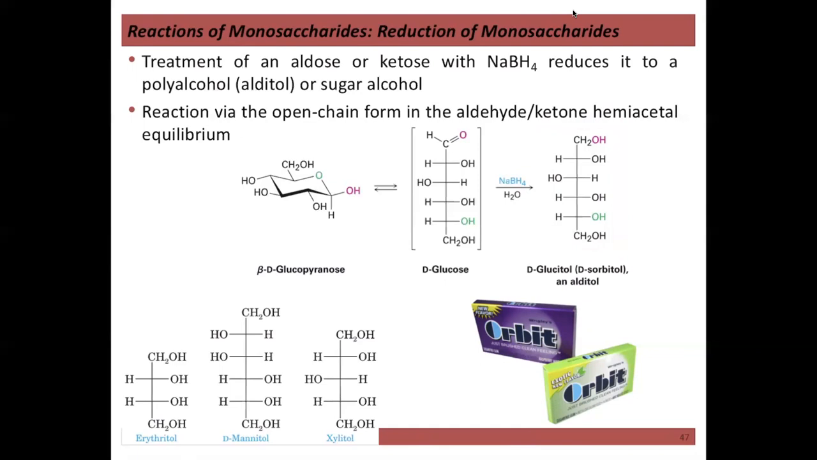Again, this is the reduction. This is done at an industrial scale. And again, they convert nutritive sugars, things that we can actually get energy out of, into non-nutritive sweeteners. And kind of interesting, these polyalcohols tend to be sweet to us.